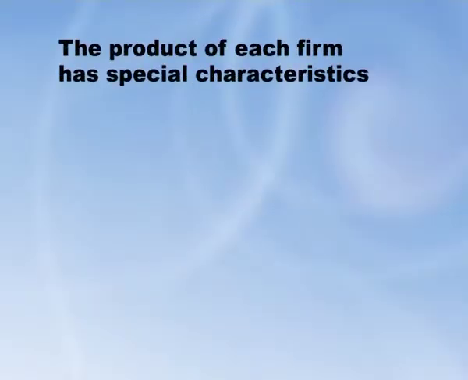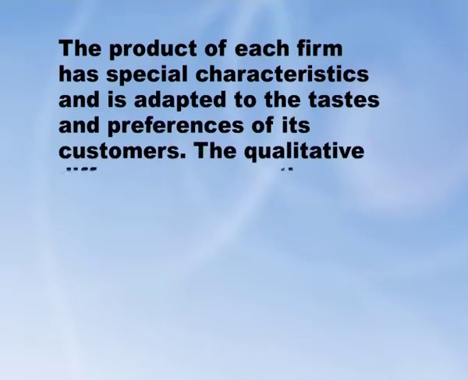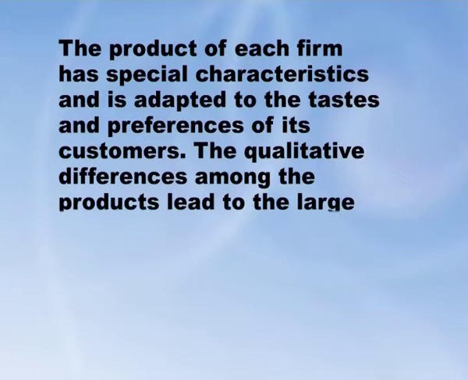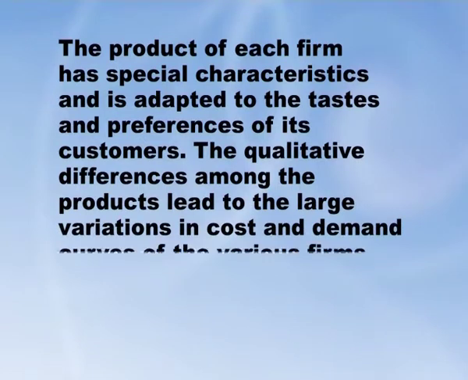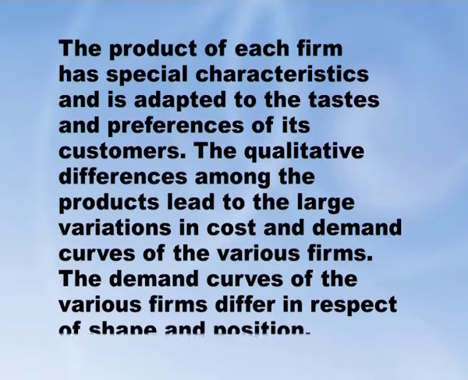A difficulty faced in describing the group equilibrium is the vast diversity of conditions which exist in respect of many matters between the various firms constituting the group. The product of each firm has special characteristics and is adapted to the tastes and preferences of its consumers. The qualitative differences among the products lead to large variation in cost and demand curves of the various firms. The demand curves of the various firms differ in respect of shape and position.